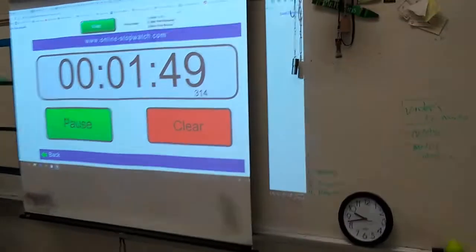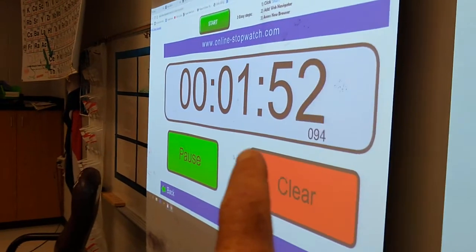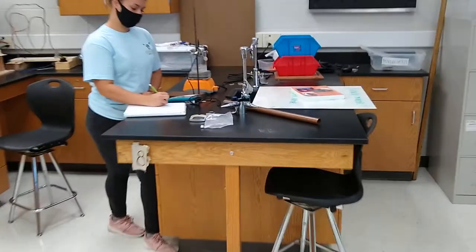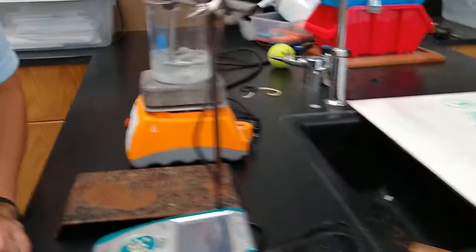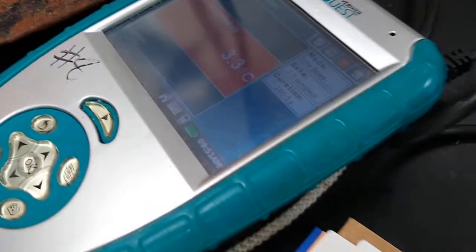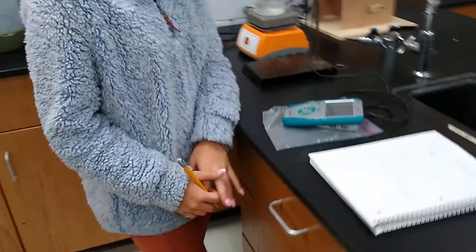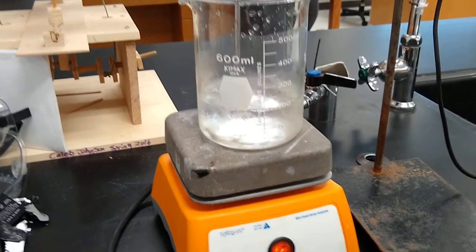Every 30 seconds, we're writing down the temperature. So we've got 4 different groups going. So we're going to record the temperature every 30 seconds to see how water heats up. Now, you may expect a consistent increase in the temperature of the water, and then you might be surprised by your results. So you can see the hot plate is on.